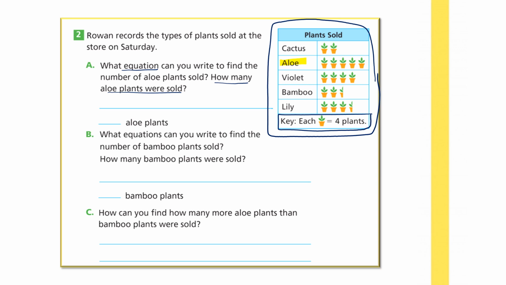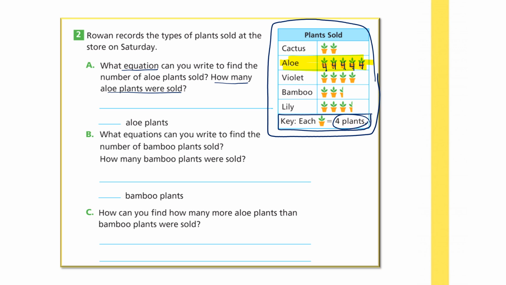So right now, let's highlight our aloe plants, and we're focusing on the information right in here. Okay. So aloe plants that are sold, I see 5 flower pots or 5 drawings. But that isn't my answer. Remember, we have to refer back to our key to see how much each one of those stands for. So I know that each flower pot stands for 4 plants. So I'm just going to go ahead and label 4, 4, 4, 4, and 4, just so that you can visualize it.